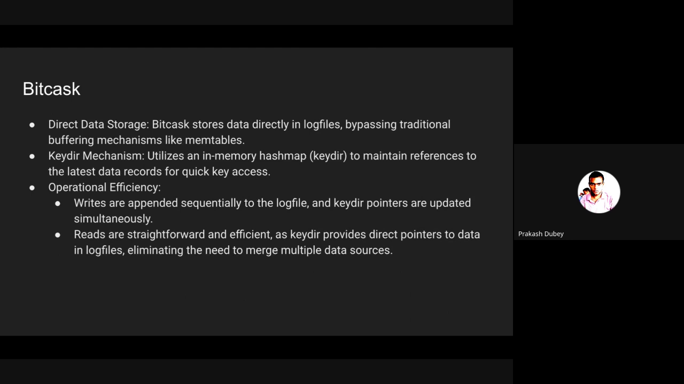Here we don't have a WAL because this data itself acts as the WAL. And to find the data, we have an in-memory hash map, which is called, I don't know how to pronounce it, the key directory, something like that, which references the latest snapshot of the value for that key.